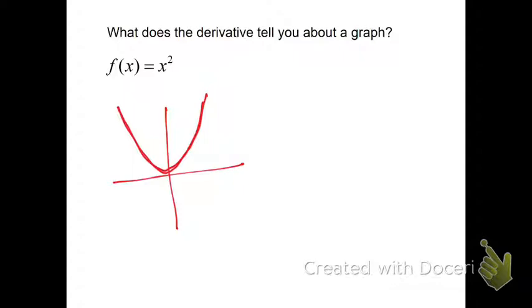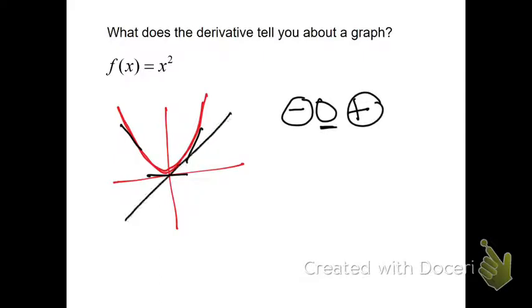Anyway, what does the derivative tell you about this graph? Well, hopefully you know that it tells you about the slope. The slope here would be 0. The slope here is positive, and the slope here is negative. So our slope went from negative to 0 to positive. If I went to graph that, my graph has to go from below 0 to positive, and that graph would actually be like this.